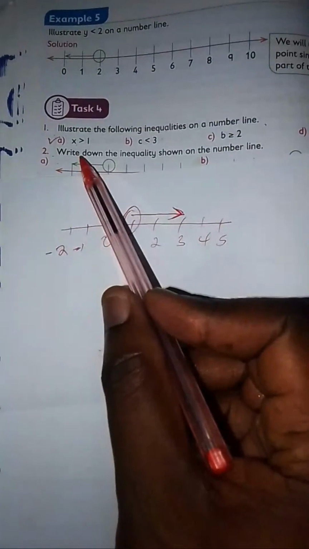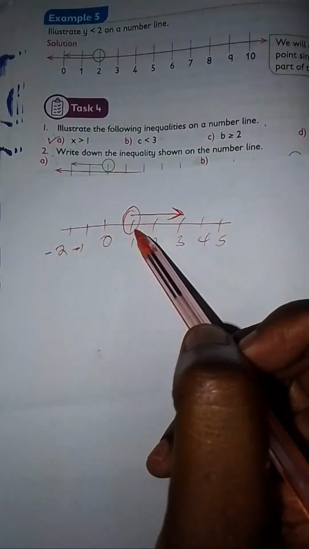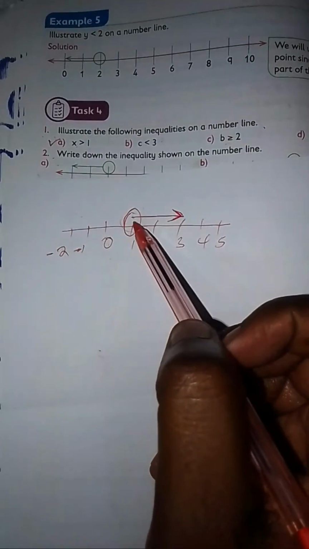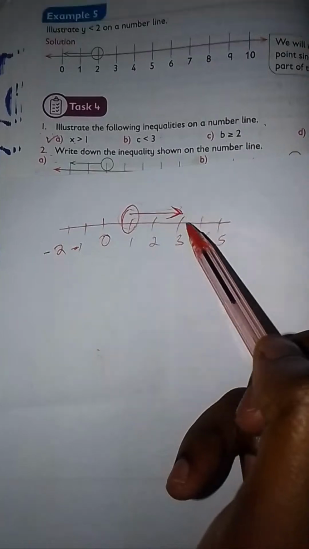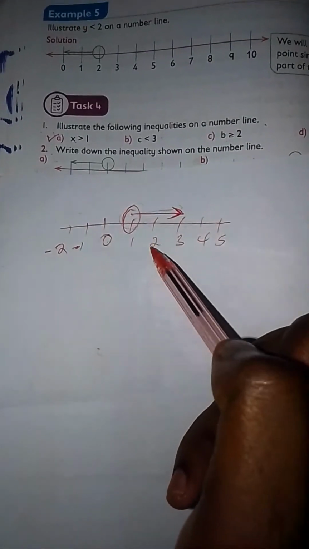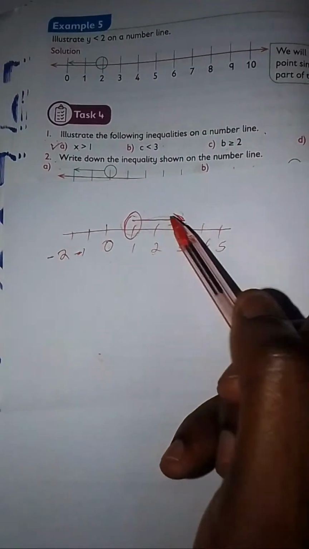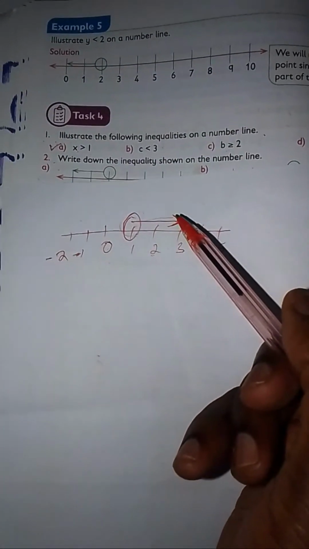So this becomes for Roman 1a. x greater than 1, we're going to look at where 1 is. We shade 1. Then you give out the direction to show that it is greater than. Then you can stop at whichever number, 2, 3, or 4, 5, provided that you've shown the direction to see where the greater than is. Okay?